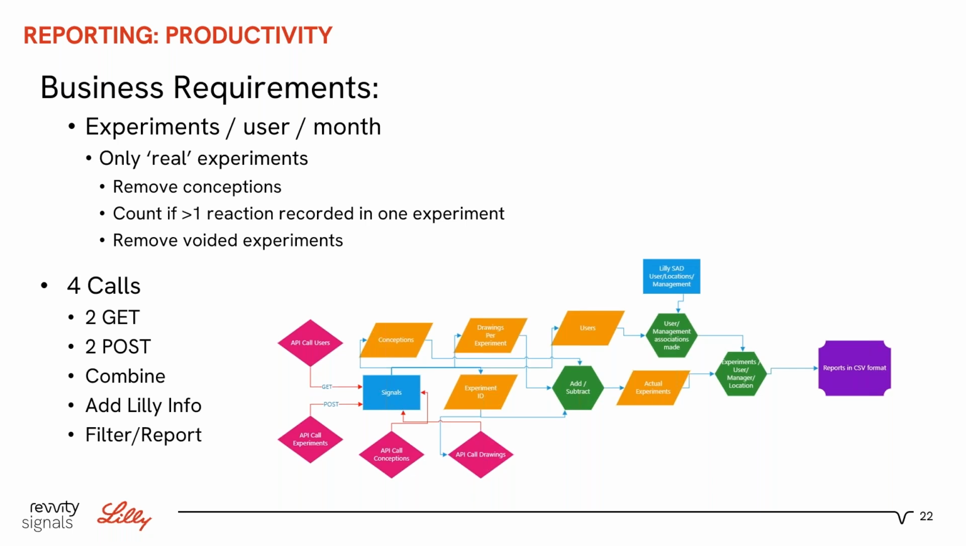So it basically consists of 4 calls to the API. I'm doing 2 gets for the users and the drawings, and then 2 posts, which are the searches, looking for experiments that fit all of the different criteria. So next page, please.